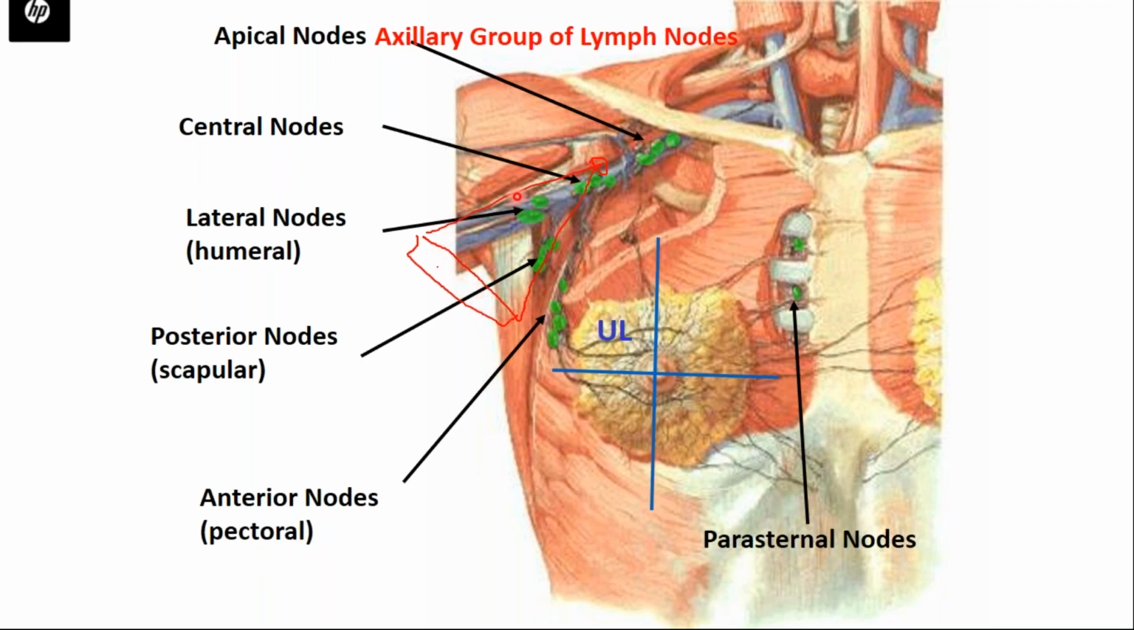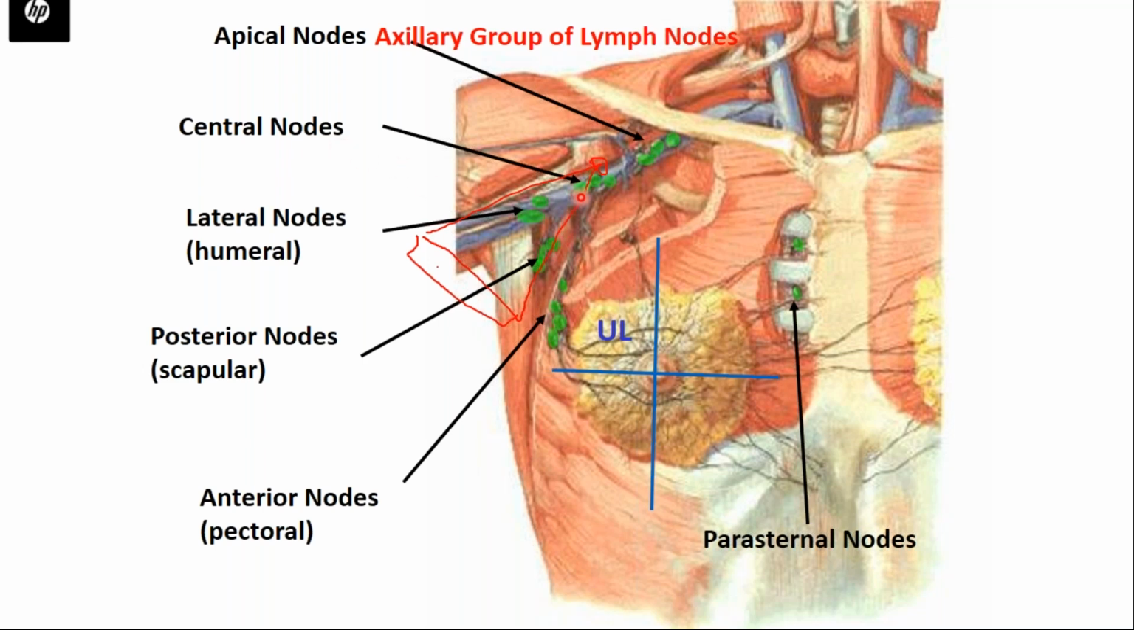Along the posterior border of the axilla, there are lymph nodes called the posterior group of lymph nodes. Posteriorly there is a bone called the scapula, so they are called the scapular group of lymph nodes. Laterally, there is the lateral group of lymph nodes, also called the humeral group. And medially, it's not mentioned here, there will be a medial group of lymph nodes as well.